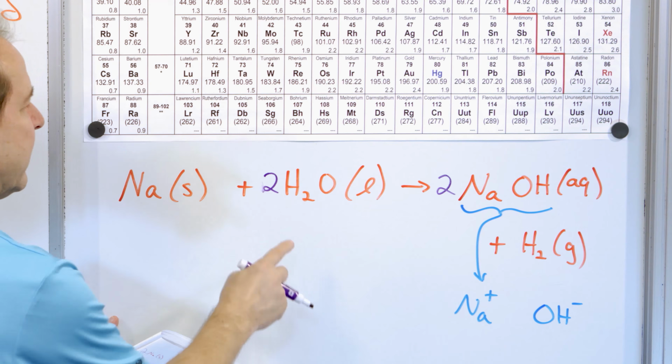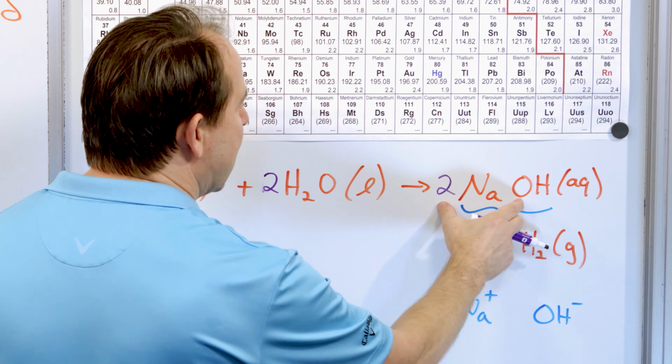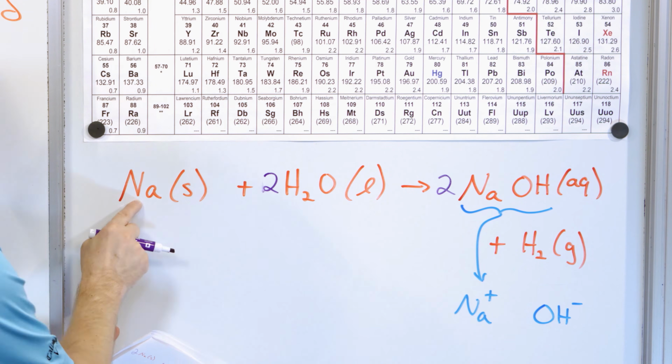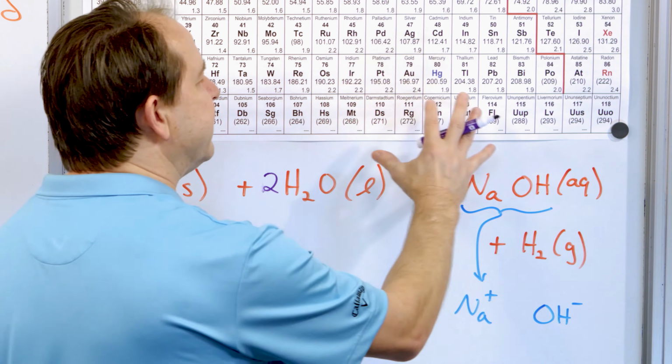So now I'll go back and check. I have 4 hydrogens, 2 plus 2 is 4 hydrogens, 2 oxygens, and now I've got 2 sodiums, and I have to fix that with a 2 right here. So this is balanced. You have the same number of atoms on the left and the same number of atoms on the right.